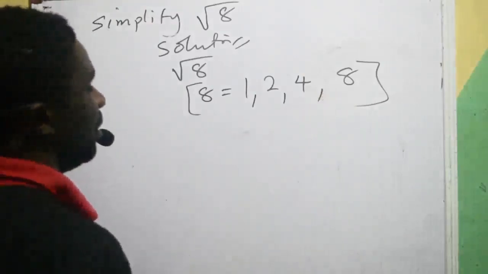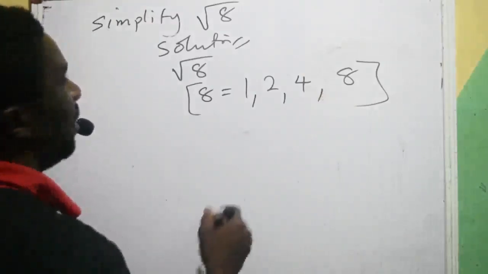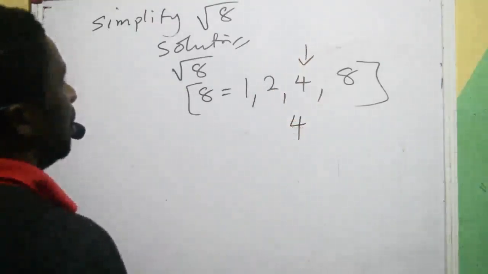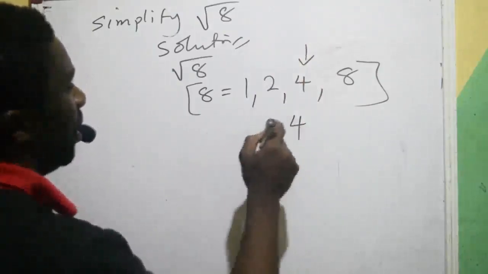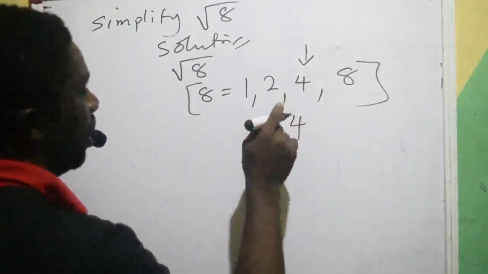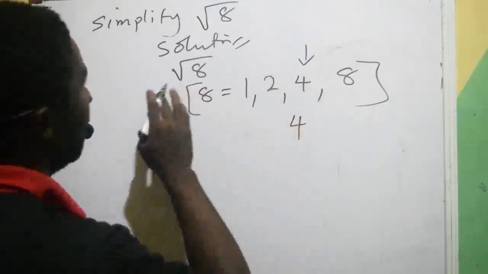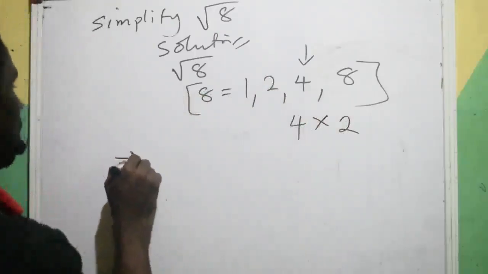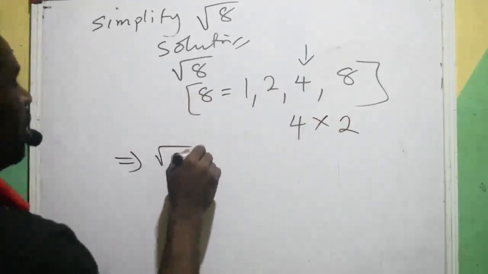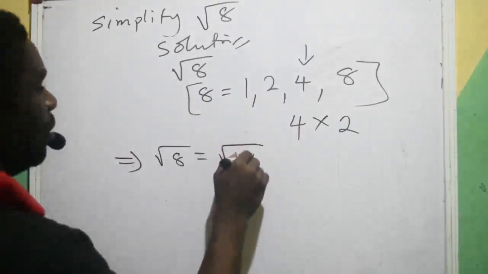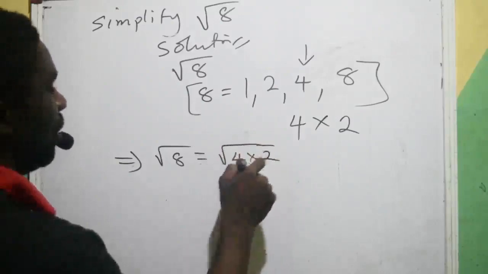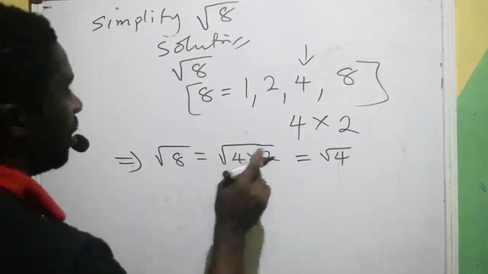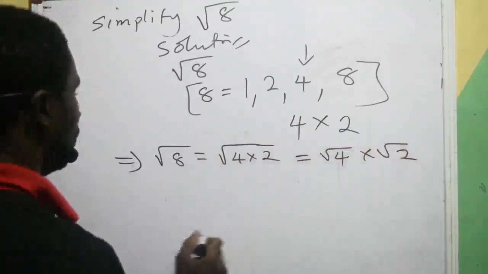So from this given list, write down the perfect square. The only perfect square here is 4. Bring it down. Then since you have gotten it, you ask yourself, what number will 4 multiply to give you 8? That number is 2. So 4 times 2 will give you what? 8. Therefore, it implies that square root of 8 is the same thing as saying square root of 4 times 2, everything in square root. And this is the same thing as saying square root of 4, we take it separately, multiplied by square root of 2.